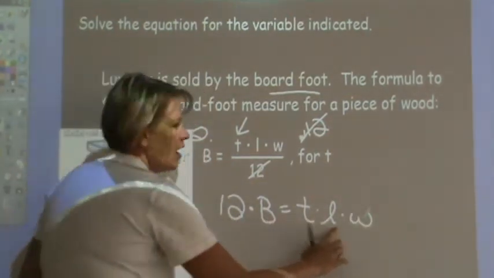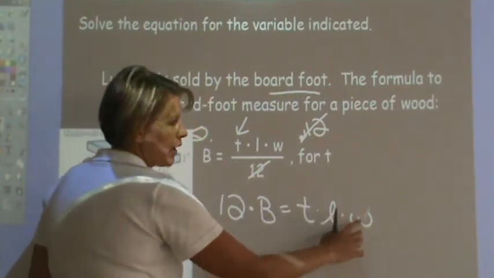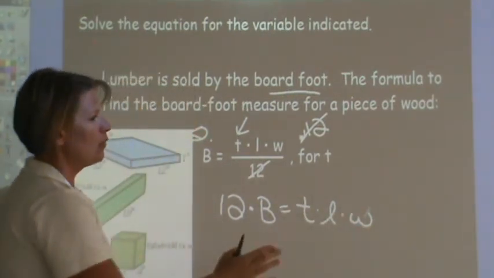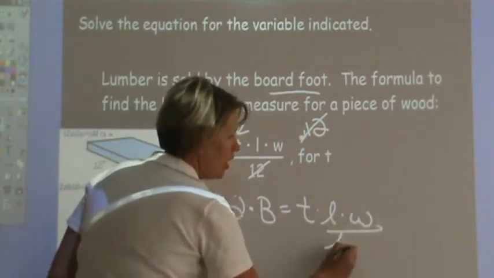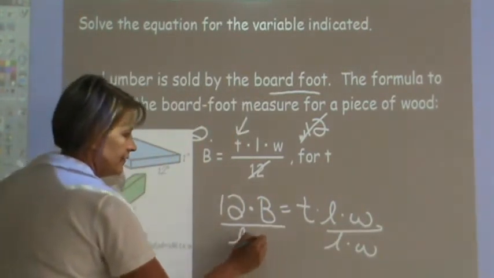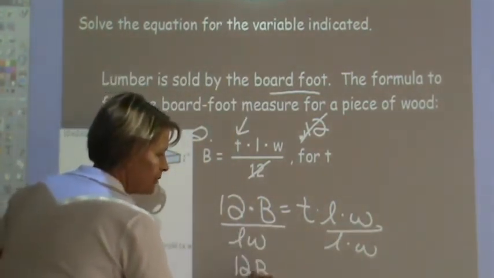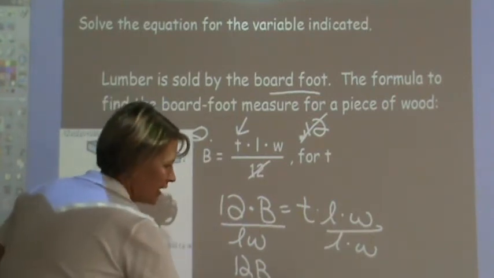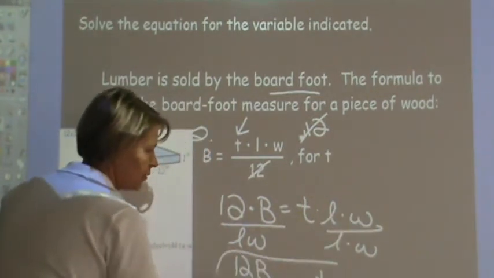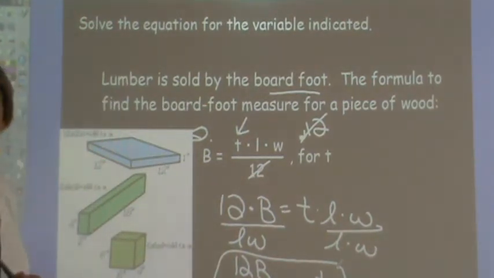All right? We want to keep the T, but we want to get rid of the L and the W. Okay? Well, if it's all multiplied, all we got to do is divide. So 12 times the board foot divided by the length times the width of the board would equal the thickness of the board. Okay?